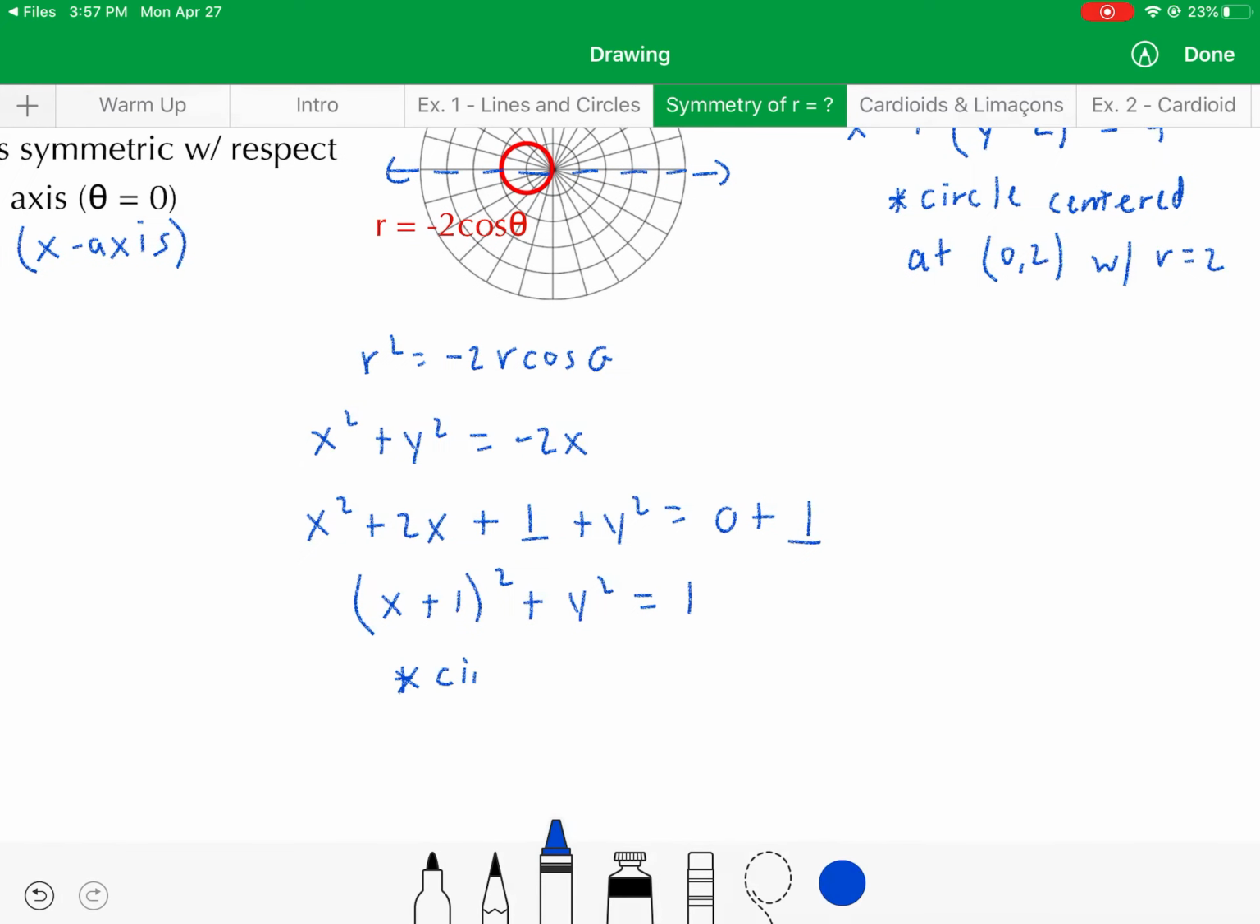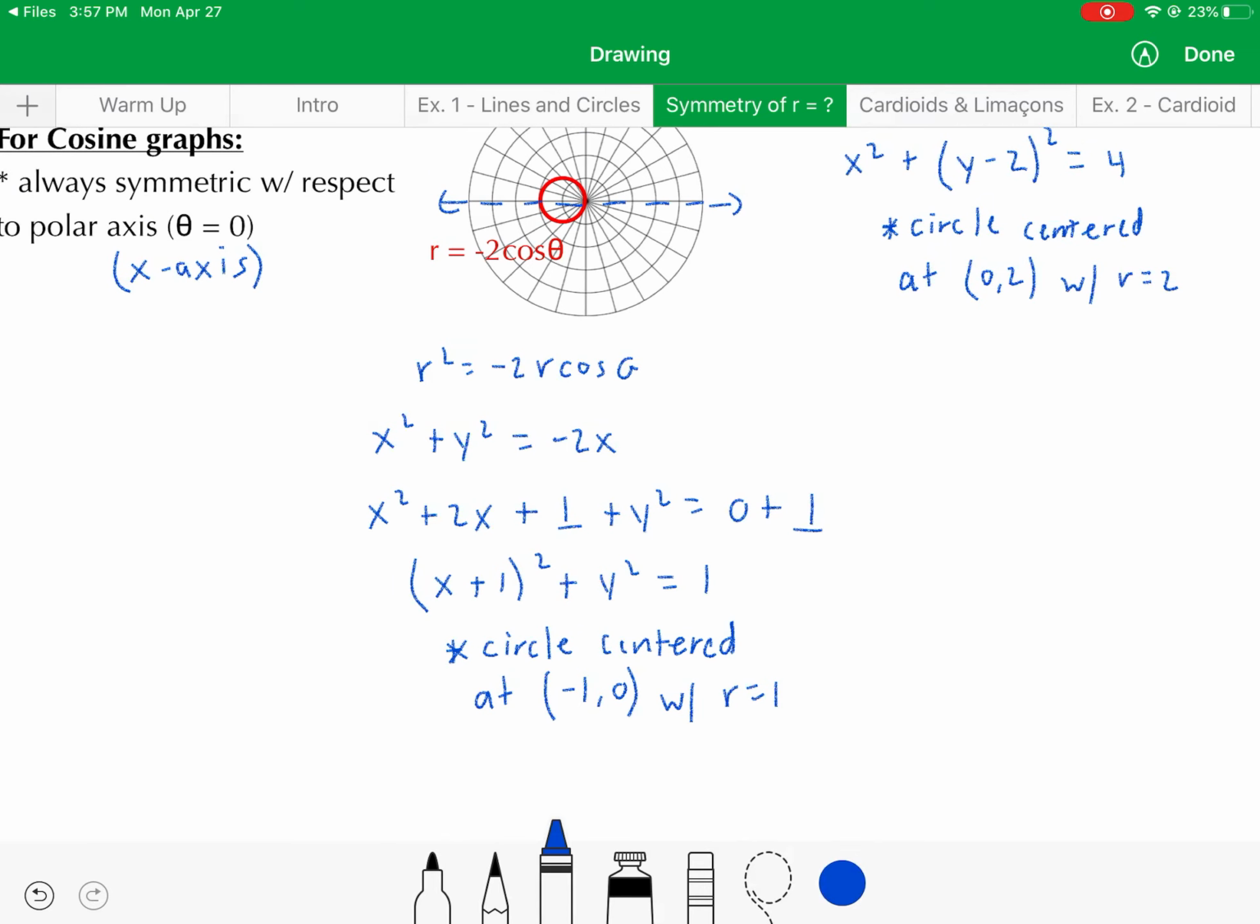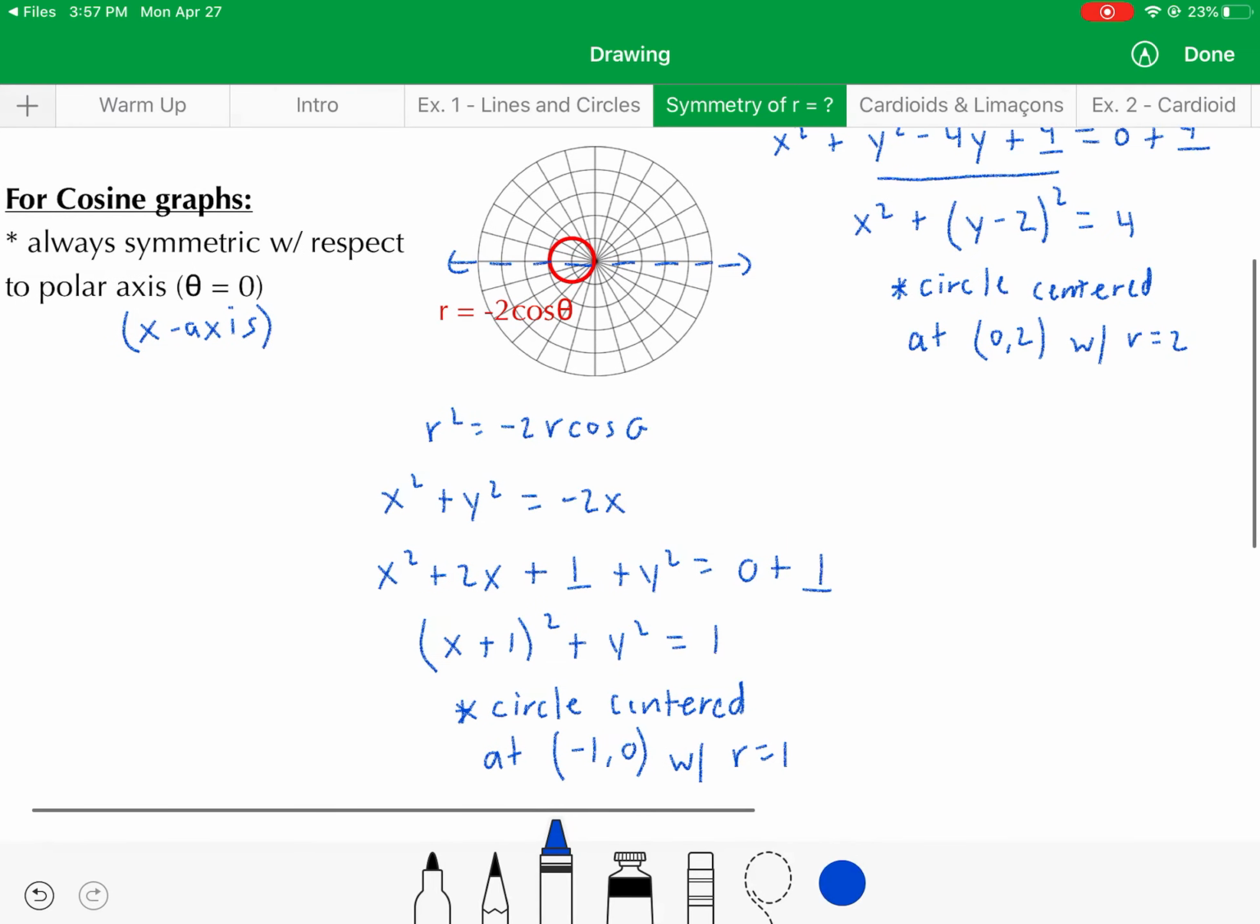And you can see that this is another circle centered at the point of -1, 0 with a radius of 1. Okay? With a radius of 1. All right, so notice how that matches my graph here. Right there's the coinciding point of -1, 0, and it does in fact have a radius of 1 unit.